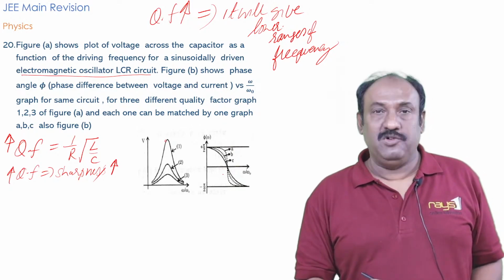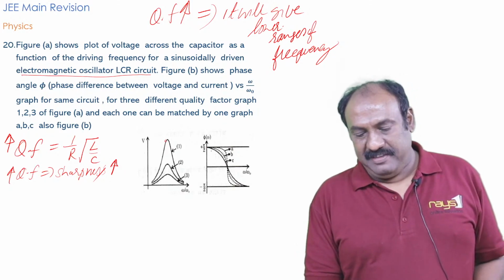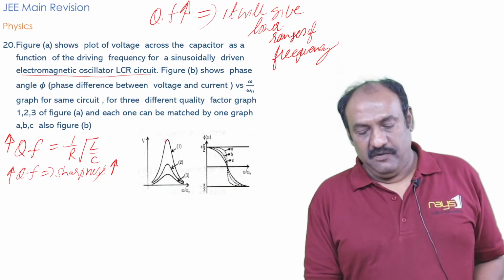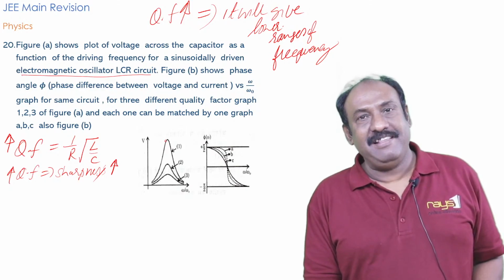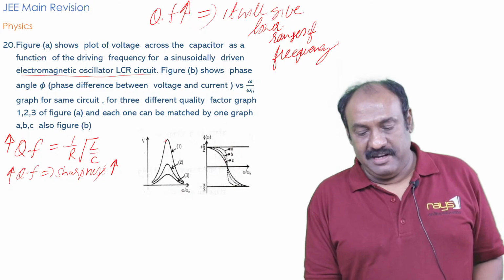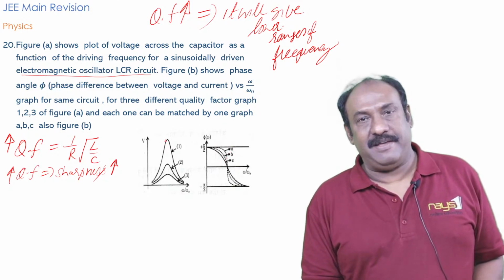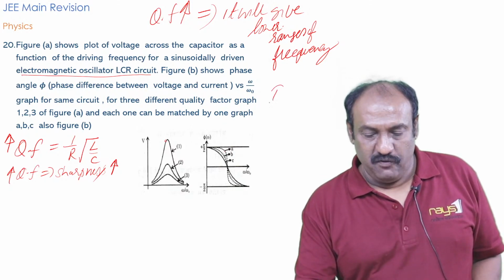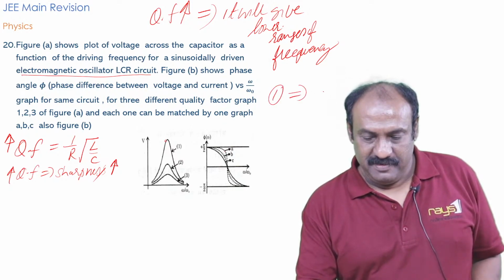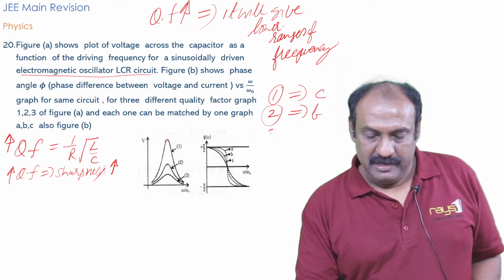In graph 2, see here ABC. Out of ABC, for graph C, the frequency range is less when compared to the frequency range of B, and it is less when compared to the frequency range of A. Therefore graph 1 represents C, graph 2 represents B, and graph 3 represents A.